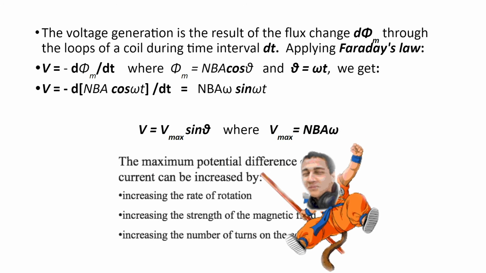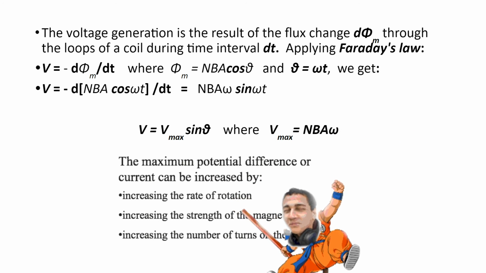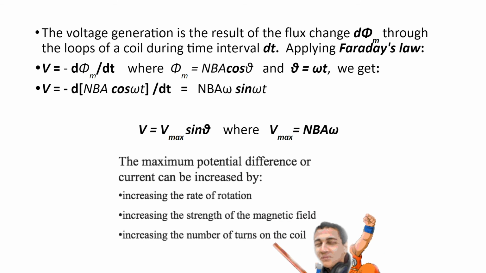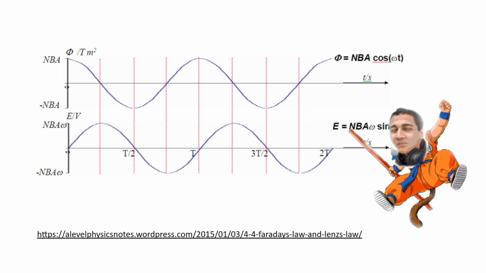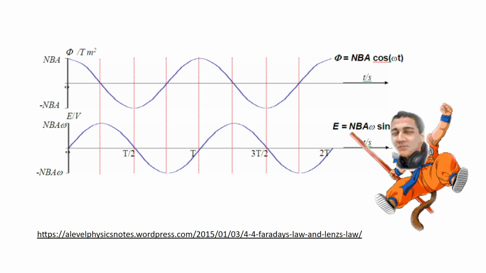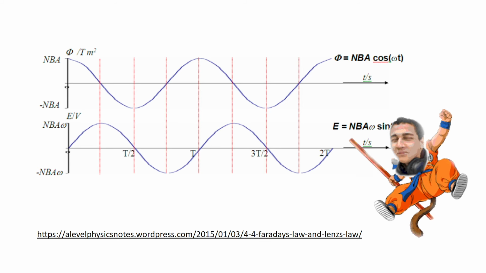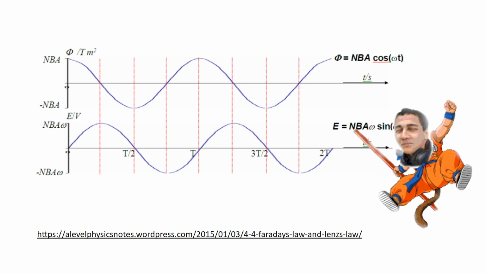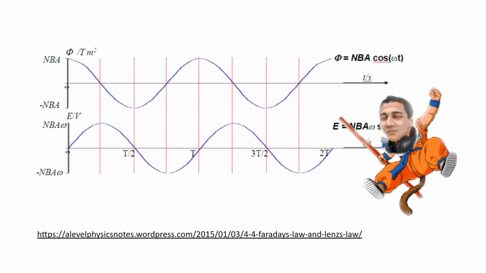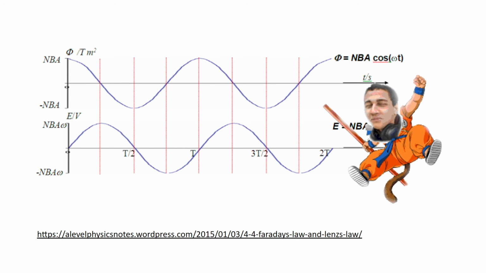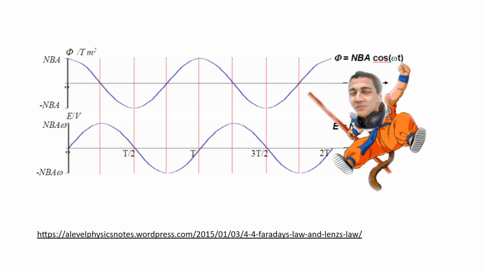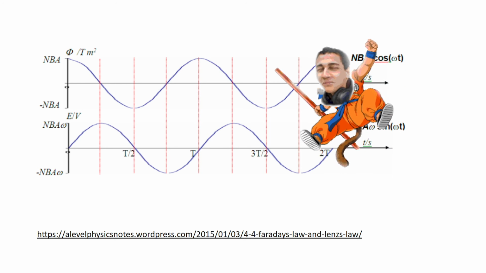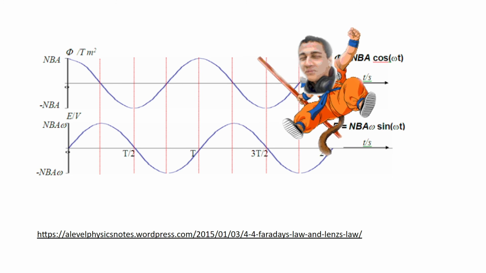The maximum potential difference or current can be increased by increasing the rate of rotation, increasing the strength of the magnetic field, or increasing the number of turns on the coil. These two graphs show that the induced EMF is 0 whenever the flux is maximum or minimum, and conversely, it is maximum or minimum whenever the flux is 0. Also, it's worth noting that the voltage can be negative as well as positive. This is what is called alternating voltage, and the current that flows through the coil will be alternating current, AC, as well. The peak current can be calculated from the maximum voltage divided by resistance.